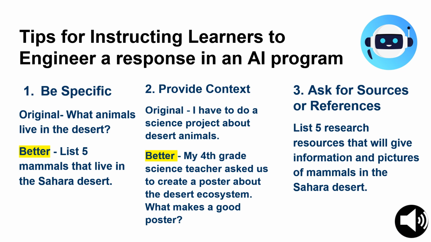And the third tip to have learners or instruct learners to do is to ask for sources or references. So I just gave one example here. List 5 research resources that will give information and pictures of mammals in the Sahara Desert. And the bot was really good. This AI program, I used Chat GPT for this one, was very specific in giving some responses.